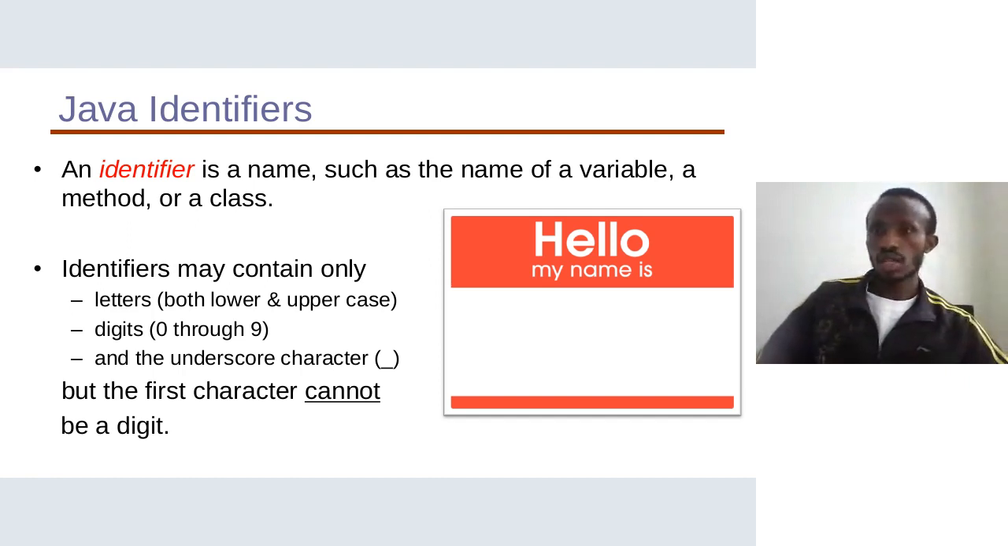Those rules are, one, it can only contain three of these: letters, numbers, and underscore, nothing else. So you can't use special symbols like a hyphen, a dollar sign, a comma, a colon, or anything. And then another rule is the first character must not be a digit. So the rest can be anything else.